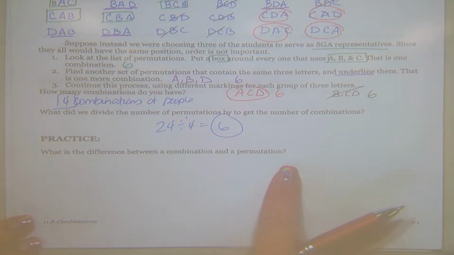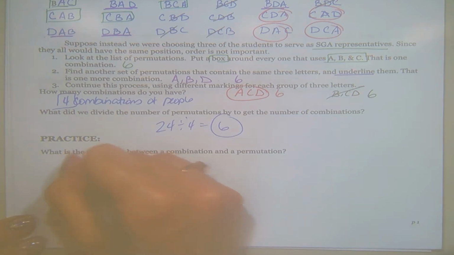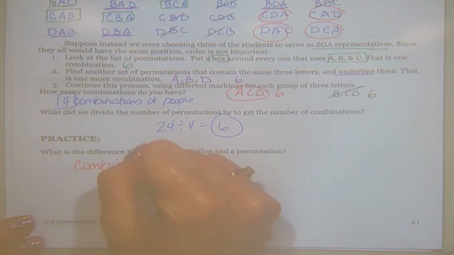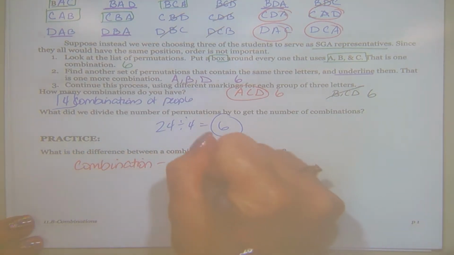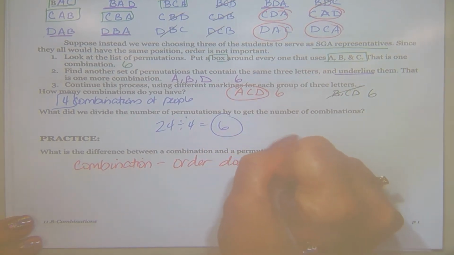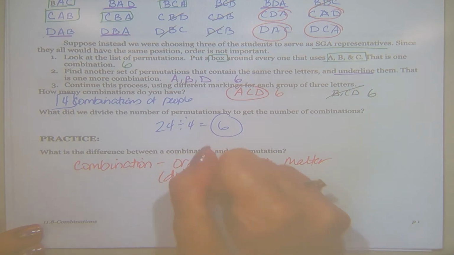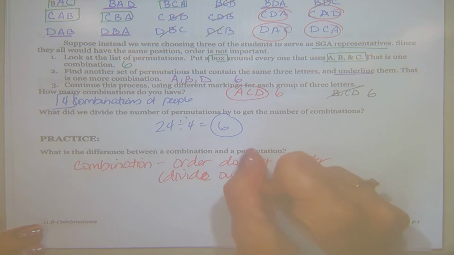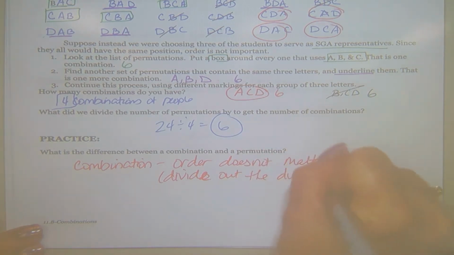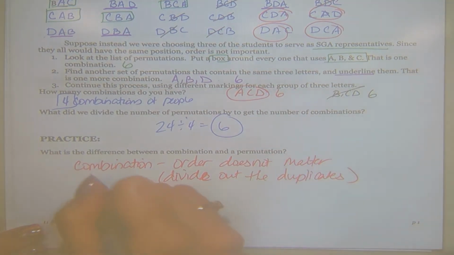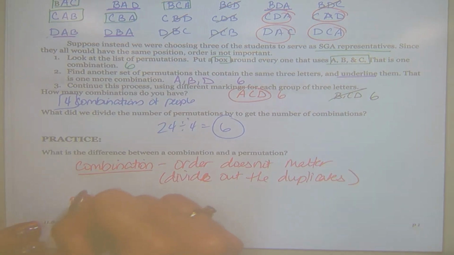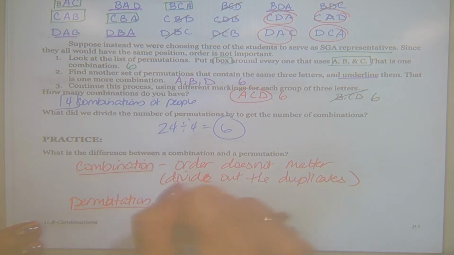What's the difference between a combination and a permutation? With a combination, order does not matter. That means I would need to divide out the duplicates. Divide, D-I-V-I-D-E. Divide out the duplicates. With a permutation, though, order matters.